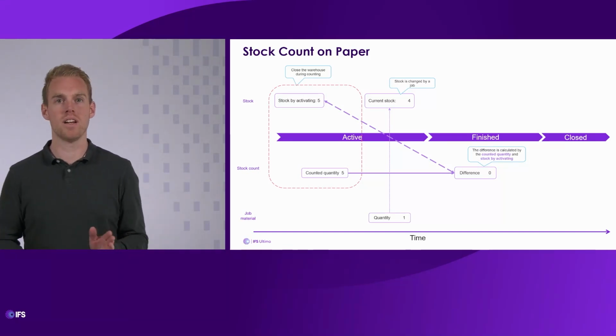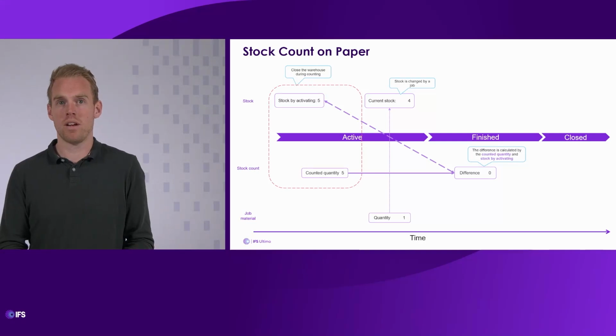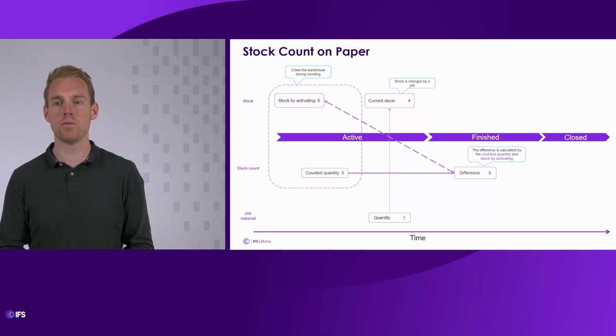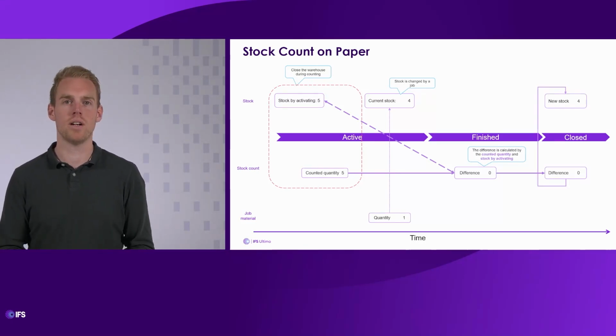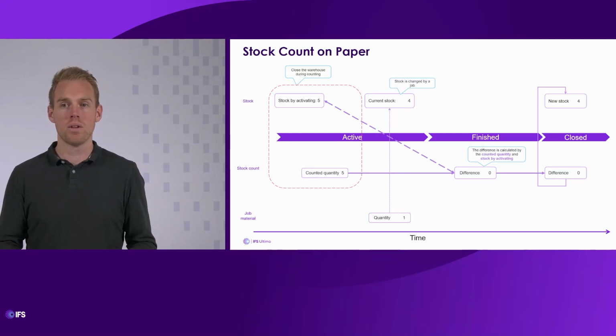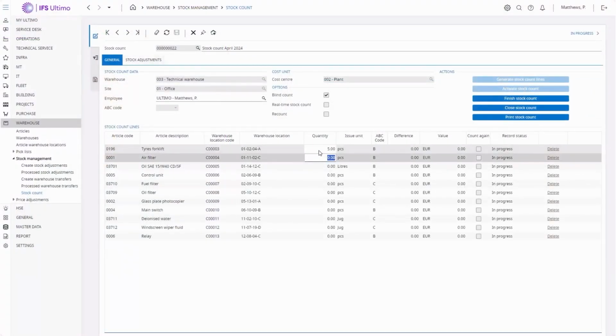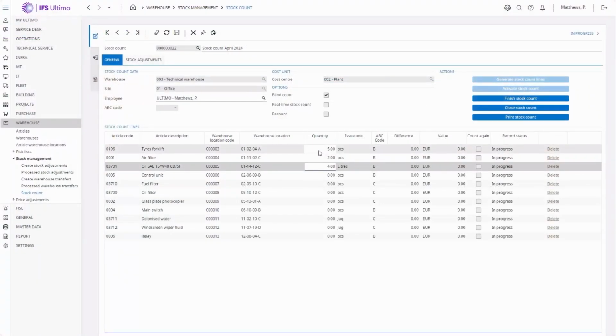So the time between when it was closed and when you fill it in Ultimo, there is no problem that engineers grab items out of the warehouse. So the new stock will become 4, but the difference is 0. So when you close the stock count, we will create a stock adjustment, but because the difference is 0, the new stock remains 4. So you fill in everything in Ultimo. So I fill it in on paper, and now I will copy it to Ultimo.